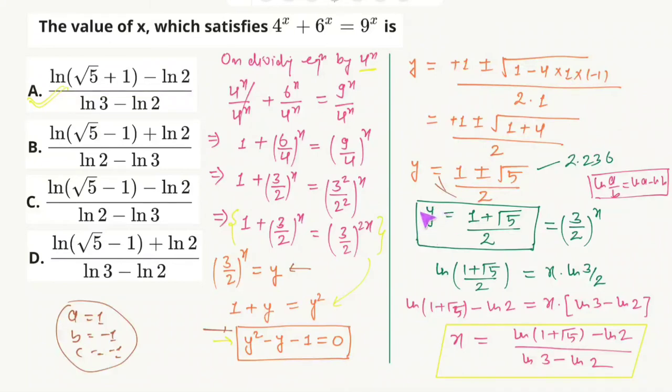Now we are just replacing y by (3/2)^x, which earlier we had assumed. So we are equating this as (3/2)^x. Now we are taking the natural log both sides, and the formula we are using here is that natural log of a upon b is equal to natural log of a minus natural log of b. So we apply that formula here, and we get the value of x as this, which matches with option A.